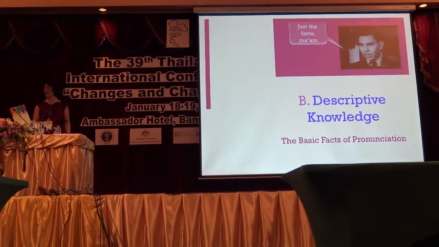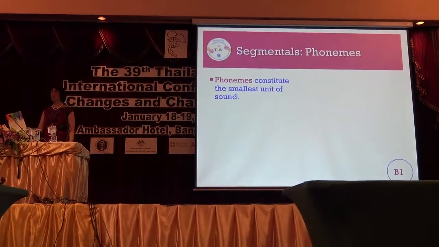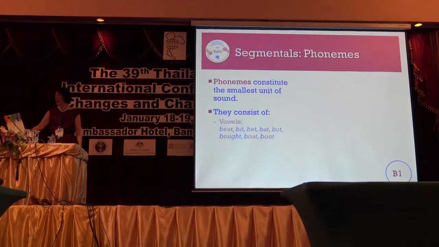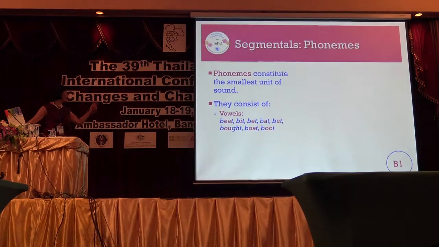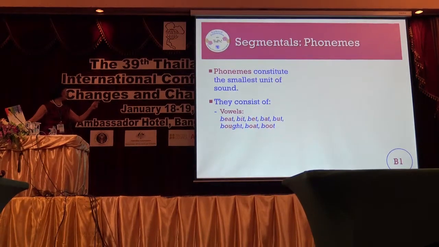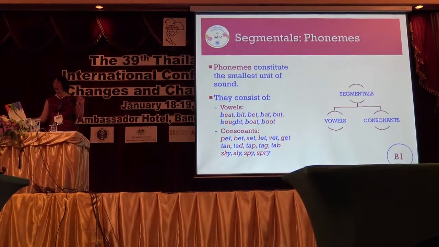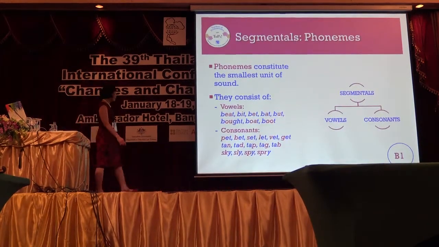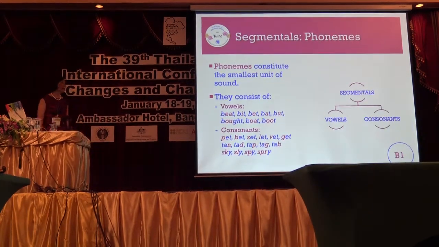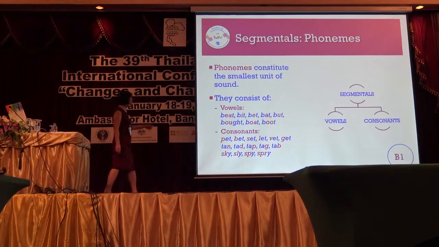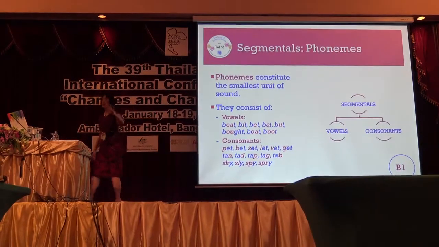Descriptive knowledge, the basic facts of pronunciation: phonemes. Phonemes constitute the smallest unit of sound, and they consist of vowels. They also consist of consonants such as pet versus bet, set, full, let, vet, and so on. Not only at the beginnings of words, but also at the ends, like tan, tag, tap, tab. Those are all different consonant sounds.